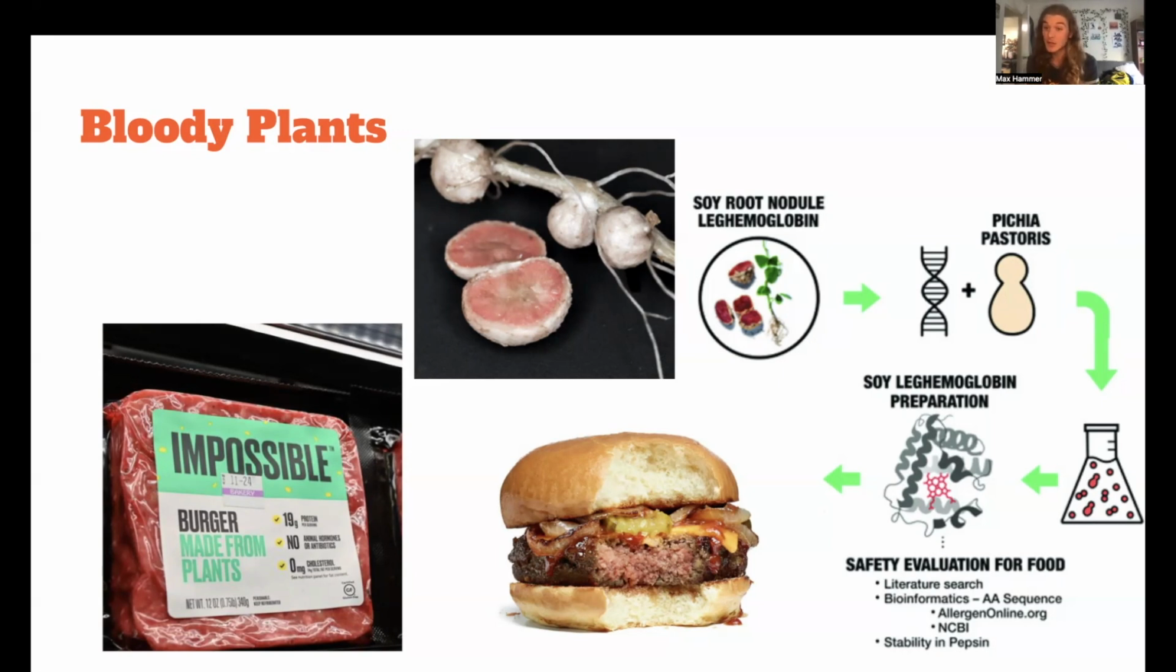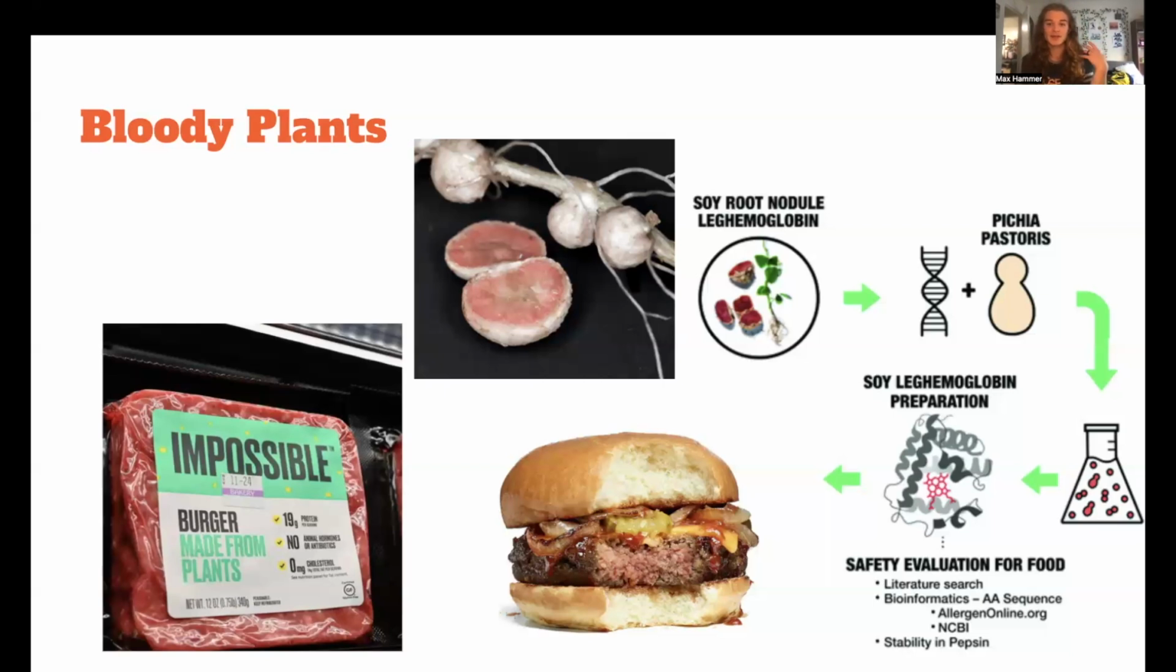And the answer is hemoglobin, which is a protein within our red blood cells. It's what makes blood red. It binds iron. It's what gives it that taste that tastes kind of metallic a little bit. It's that iconic taste of blood. And they said, okay, great. If that's what makes hamburgers, beef patties taste like meat, let's just take hemoglobin and grow it in a plant. And that's exactly what they did.